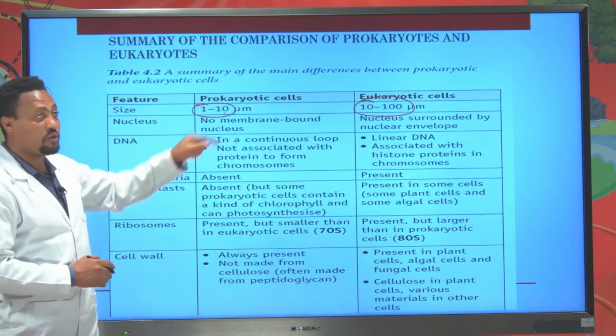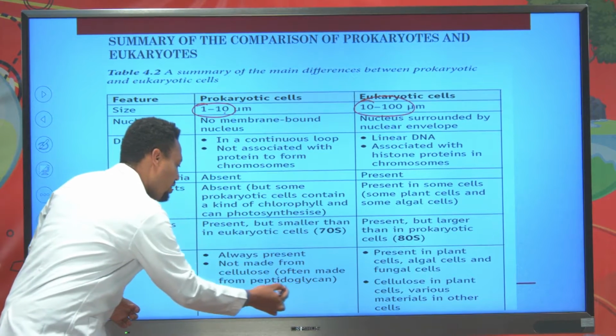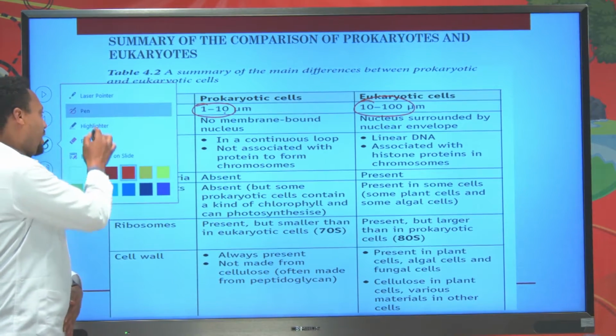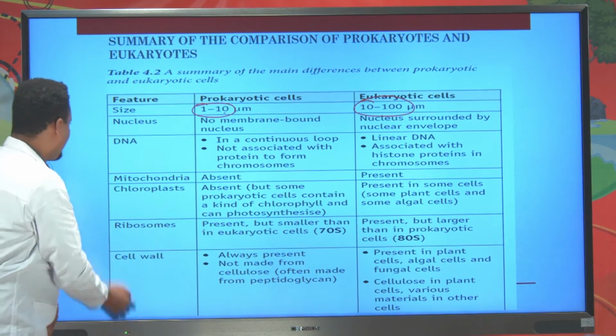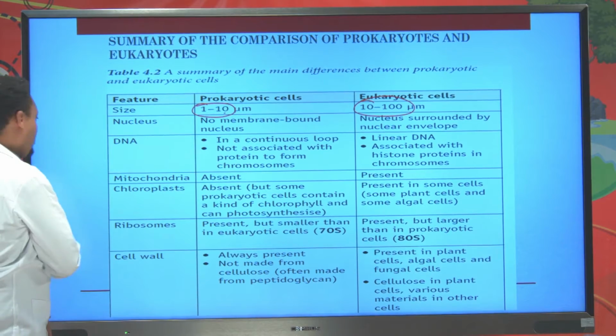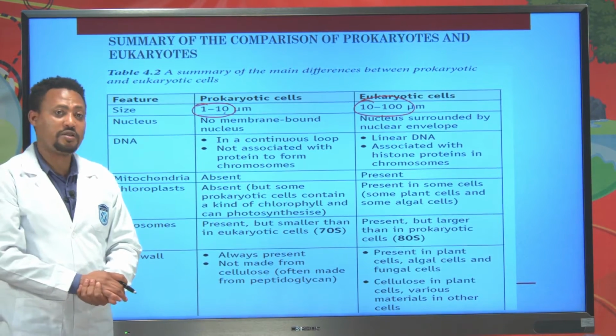Cell wall in prokaryotic cells is always present, and it is basically made of a different kind of chemical. We call it peptidoglycan. I need you to underline this part, okay? We call it peptidoglycan, all right? But in case of plants, you already know that it is made of cellulose.